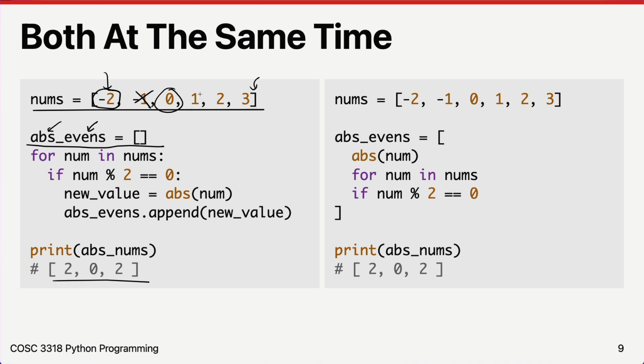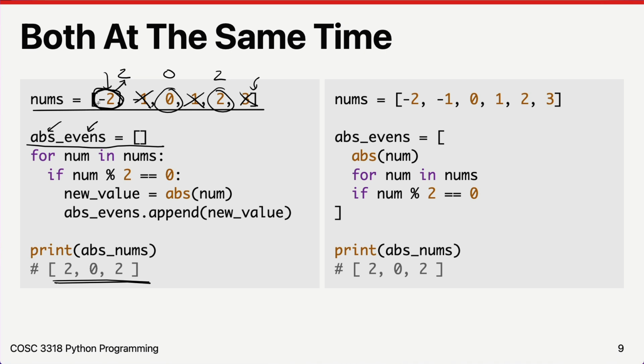1 is not an even number, so we'll ignore it. 2 is an even number, so we'll take the absolute value. 3 is not an even number, so we'll ignore it. And that's how we end up with 202 as our answer. That's what we're looking for. We want to find the absolute value of all the even numbers. So not only are we transforming things, like from -2 to 2, we're also filtering things. We're saying only let the even numbers pass.